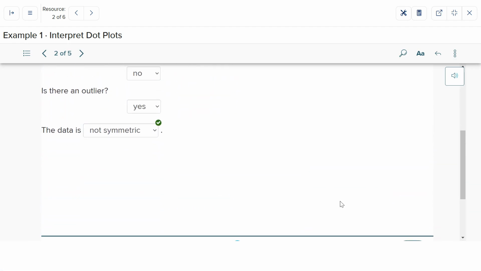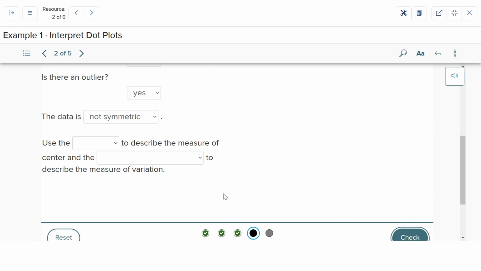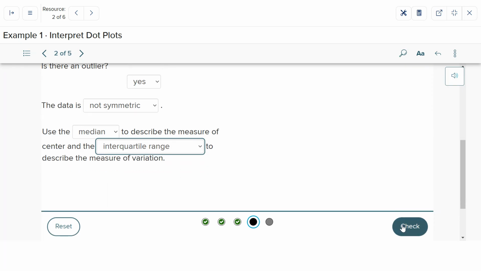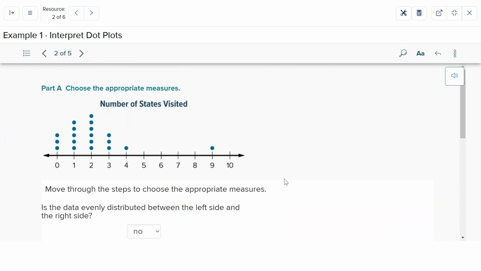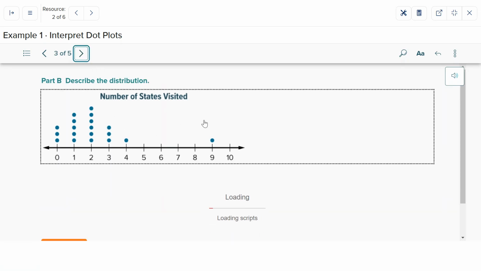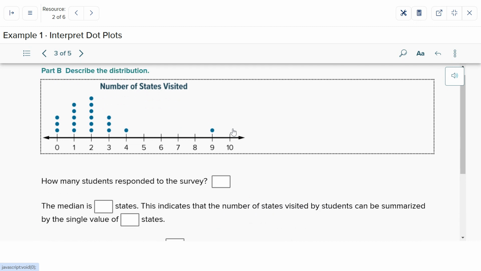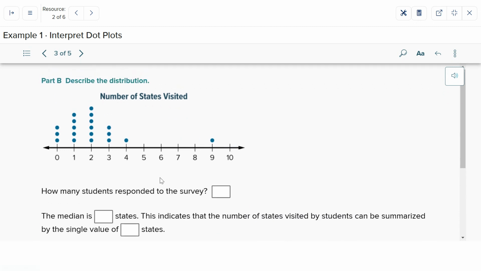So if the data is not symmetric, we should use the median and the interquartile range to describe the measure of variation. So that is how you interpret the dot plot like that. And then we want to describe the distribution. So we can do some things like this.